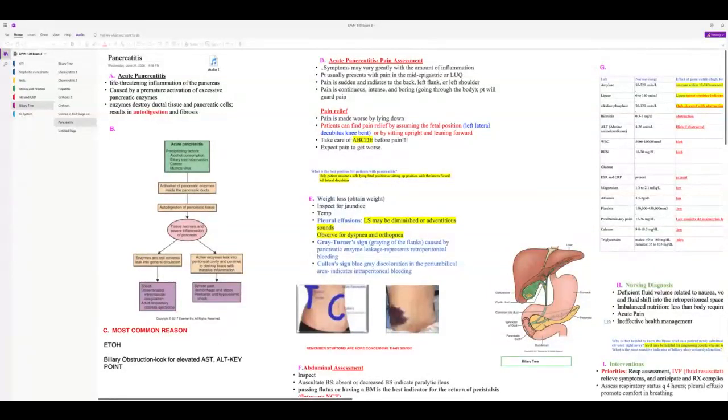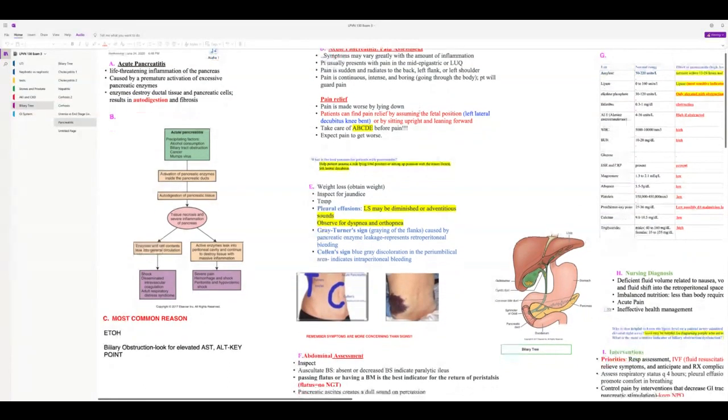But the pain presents in the mid-gastric or left upper quadrant. The pain is sudden and radiates to the back, the left flank, or the left shoulder. It's continuous. I mean, it is really painful. It's more painful to lie flat, okay? So it's made worse by lying down. Now, they find relief in the fetal position, okay? The knees need to be bent, or by sitting up and leaning forward. So remember, the fetal position, that's what you're going to help them with.